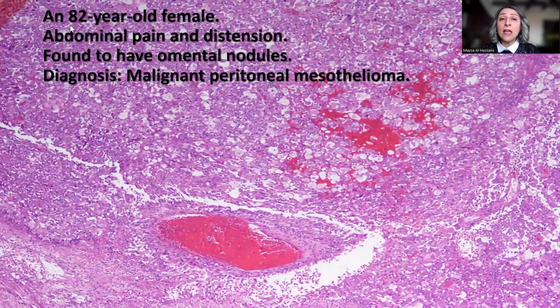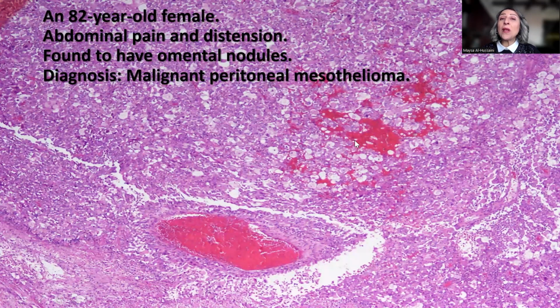So the final diagnosis in this case is malignant peritoneal mesothelioma. This is quite a rare diagnosis, much rarer than pleural mesothelioma. However, malignant peritoneal mesothelioma is more common in females. It does not have the same association with asbestos exposure as in the case of pleural malignant mesothelioma.